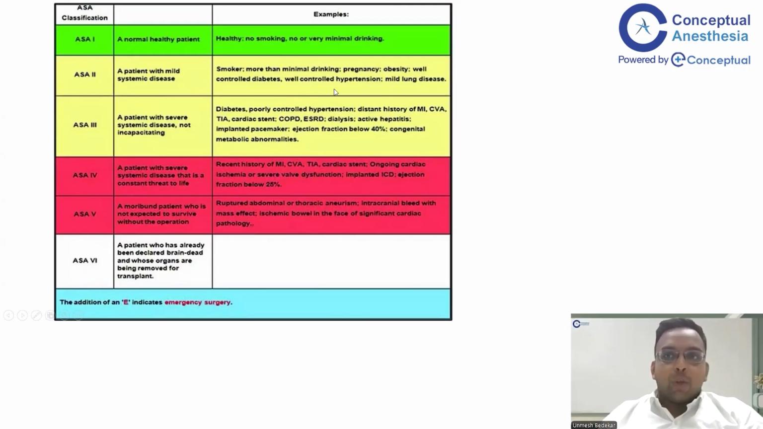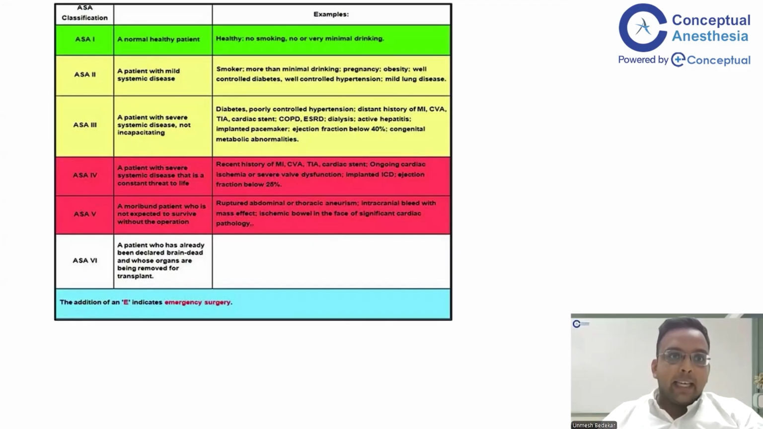So apart from this classification, if the patient is being assessed for an emergency procedure, then we have to add a suffix E in front of these respective classes to denote the emergency status of the ASA classification.